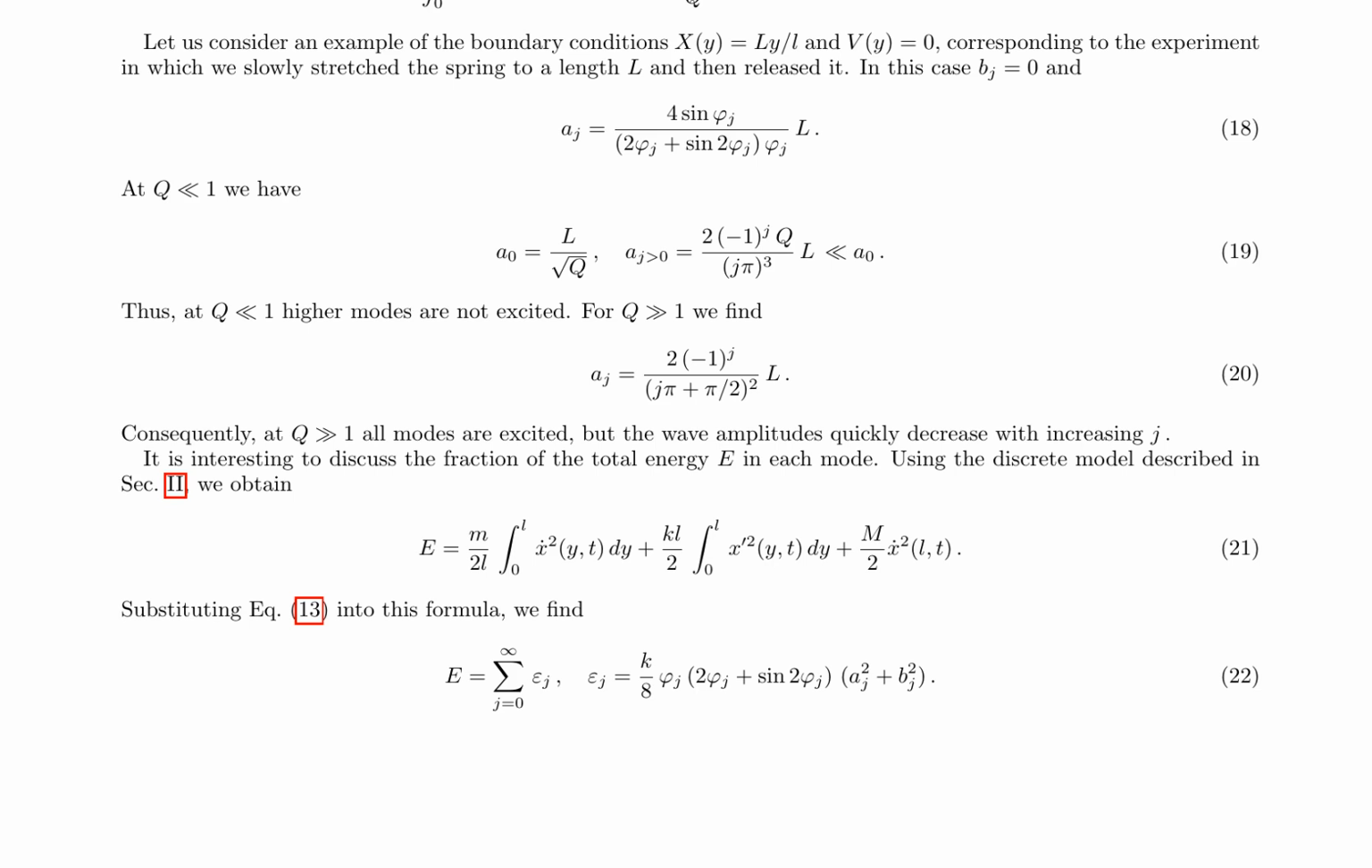The energy in each mode is calculated using a discrete model, resulting in the expression E = Σ ε_j, where ε_j depends on φ_j, A_j, and B_j. This analysis provides valuable insight into the vibrational behavior of the spring mass system under varying conditions, highlighting the critical role of the quality factor in mode excitation.